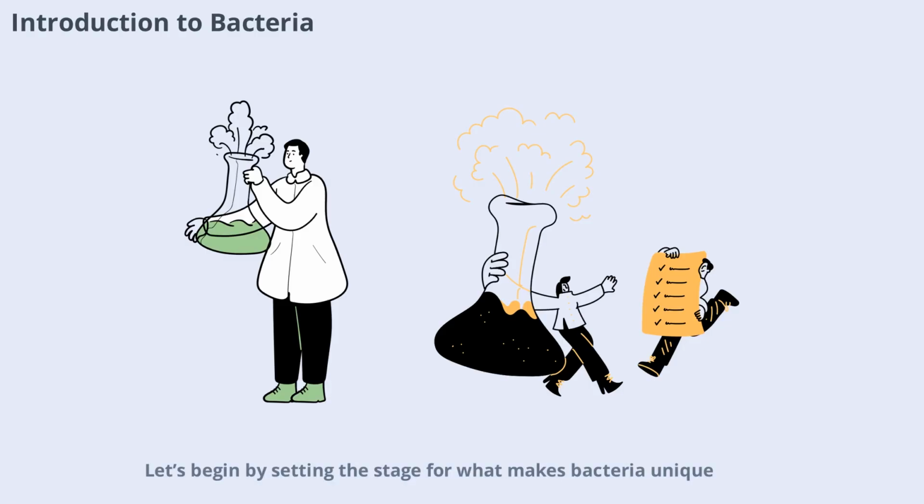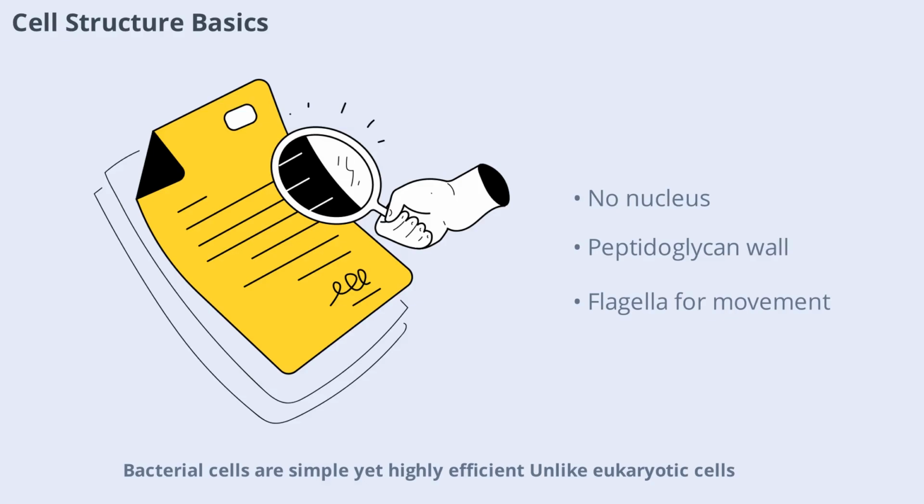Let's begin by setting the stage for what makes bacteria unique and why their physiology is so important in science and medicine. Bacterial cells are simple yet highly efficient. Unlike eukaryotic cells, bacteria lack a nucleus and membrane-bound organelles. Their genetic material is found in a single circular chromosome located in the nucleoid region.